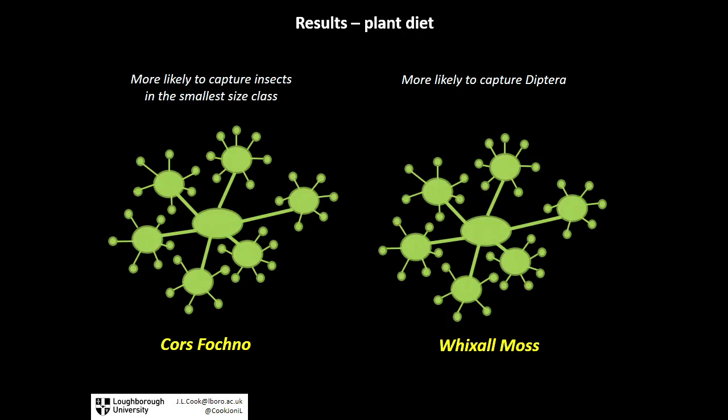Okay, so now about diet. She looked at plant diet and she found that the plants at the high end deposition site were more likely to catch Diptera, so they caught a lot more Diptera, which are flies, and they were more likely to catch insects in the larger size classes. So we're getting some kind of shift in what they eat at these different sites as well.